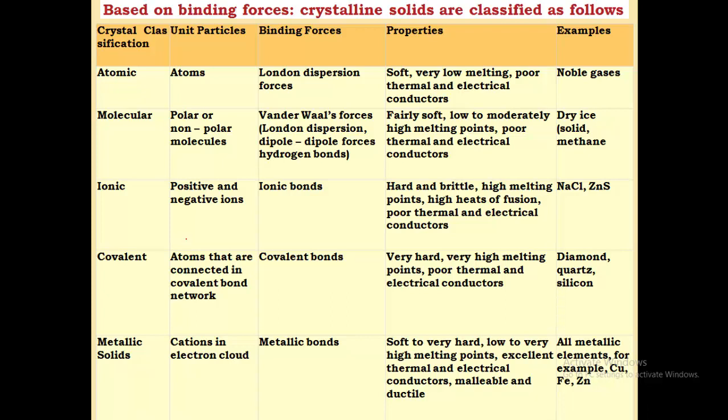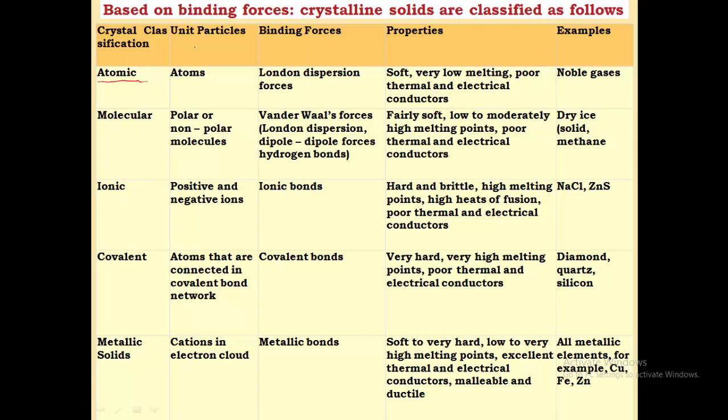Now the crystalline solids, again, are further classified into different types based upon the binding forces present between them. In crystalline solids, the constituent particles may be atoms, molecules, or ions. Based on that, as well as on the nature of the binding force, they are classified into the following types. The first type is atomic crystalline solids.